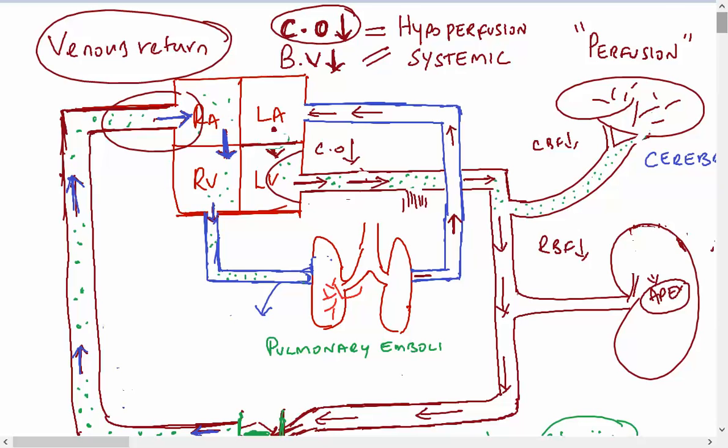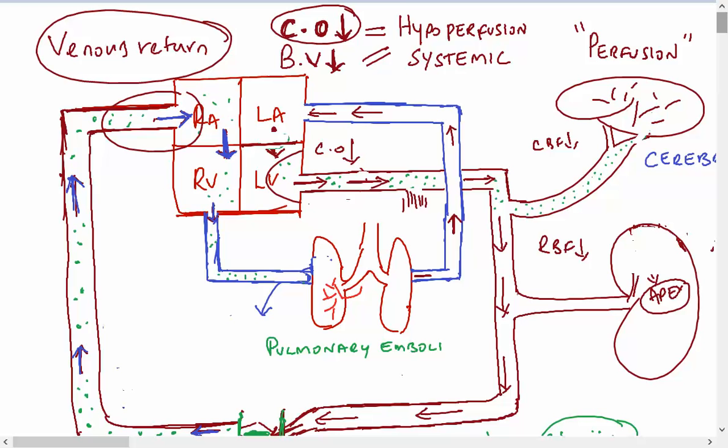So now anything which reduces the plasma volume, anything which reduces the blood volume, will produce the same thing, right? That will produce hypotension, hypoperfusion, hypoxia. So you should know what causes blood volume to reduce. Very simple: trauma, accident, that will make the person bleed, that will reduce the blood volume.